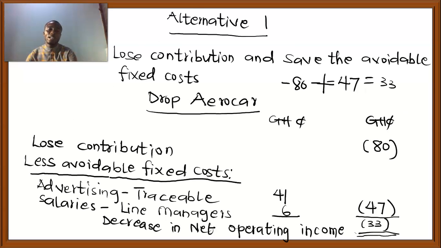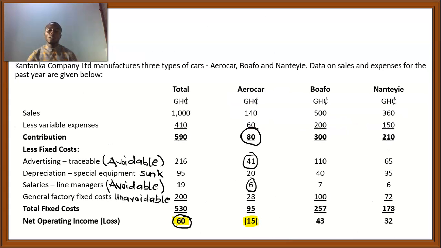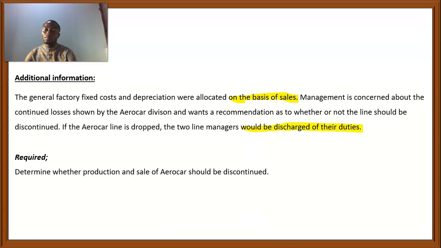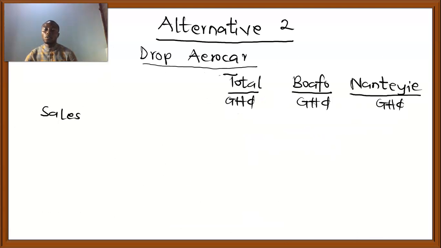So let's go back and refer to the question. We have sales of 140 for EROCA, 500 for Boafo, and 360 for Nantier. But now EROCA has been dropped, so we only have sales for Boafo and Nantier. For Boafo we have 500, and for Nantier we have 360. That gives us a total sales of 860.